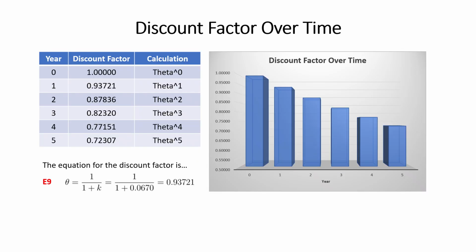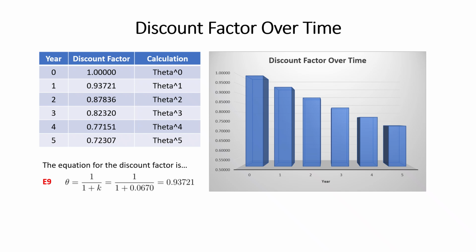This slide takes a look at the discount factor over time. And remember that the discount factor is what I would pay, cents on the dollar, for $1 to be received at some period sometime in the future. What would I pay for that today? And if you look at E7 in our problem parameters, the discount factor for our problem is theta, which is 1 over 1 plus k. And remember, k is the market rate of interest, which is 6.7%. So the discount factor would be 1 over 1 plus 6.7%, which is 0.93721.